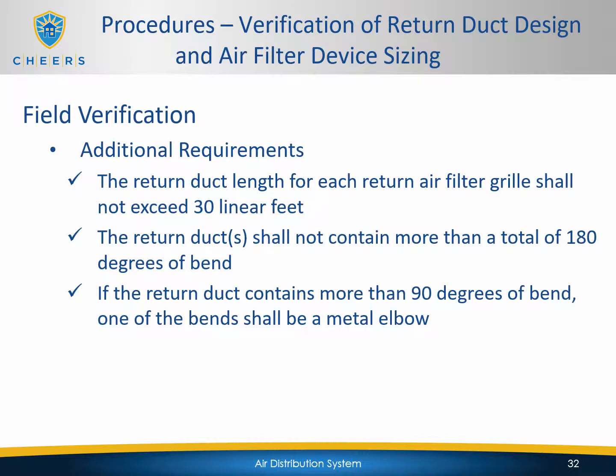They cannot have more than 180 degrees of bend. So that's the same as 2 90-degree turns. That would be all that they would be allowed to have.